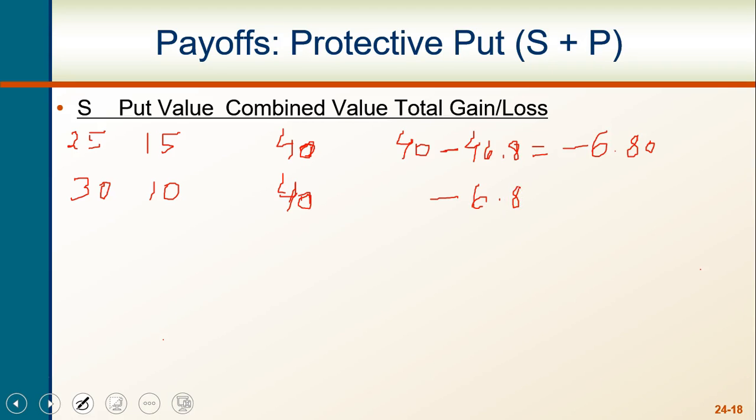Let's do one more row. Let's say $35 is the stock price. In this case, what will be the intrinsic value of the put option? So we'll think about E minus S again. The exercise price is $40 and the stock price we have assumed to be equal to 35. So 40 minus 35 is going to give us 5. That will be the put value. The combined value will be again 40, and that will mean that our total gain or loss will be again $6.80 loss.